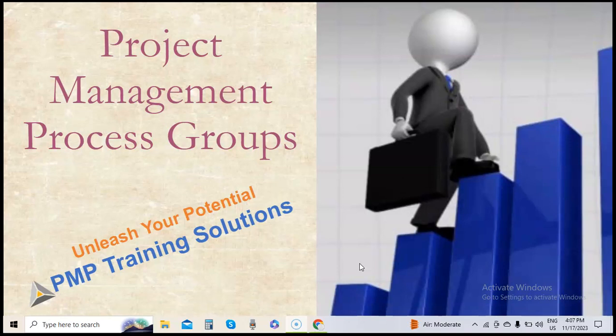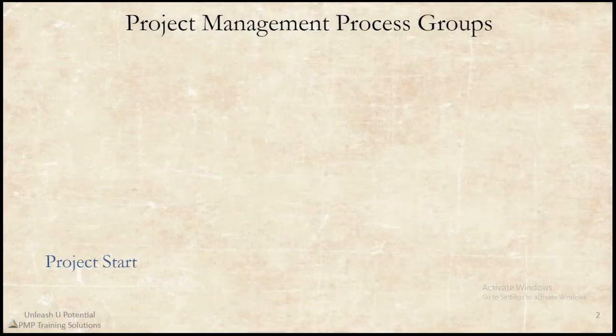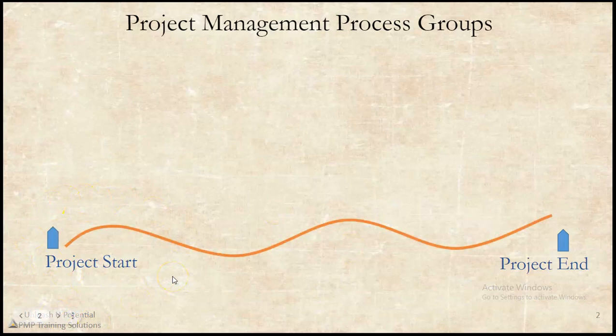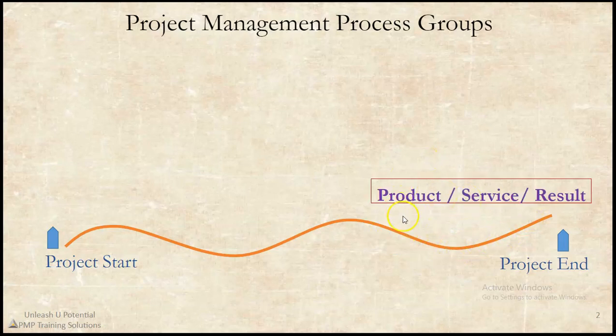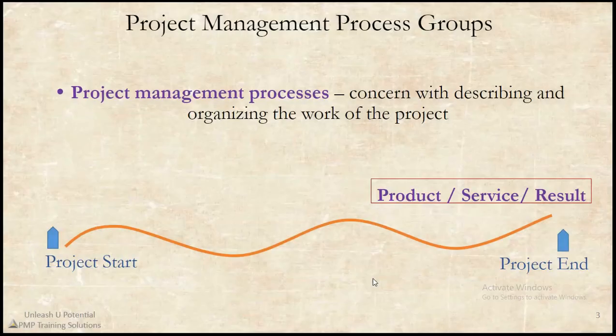We have been discussing processes. Today, let us discuss process groups. We have already discussed that the project manager starts the project and ends the project by undertaking many processes, and he produces a new product, service or result. We call these processes undertaken by the project manager project management processes. The project management processes are concerned with describing and organizing the work.